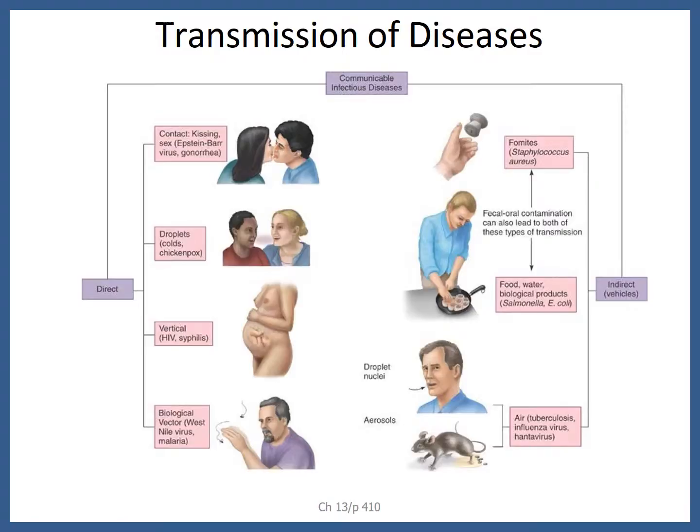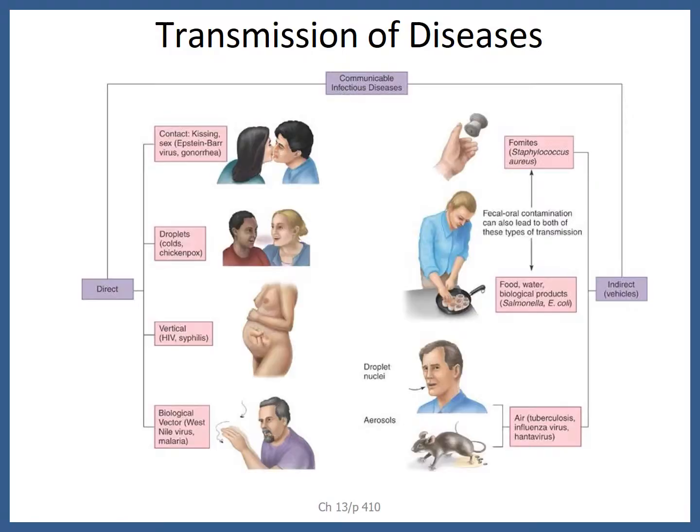And we just talked about the biological vectors, right? So the biological vectors can spread West Nile virus or malaria to someone. And so there's a lot of things we can do to prevent that. If you're in an area where you have a lot of these biological vectors, you might have mosquito netting, or you might use bug sprays as well.